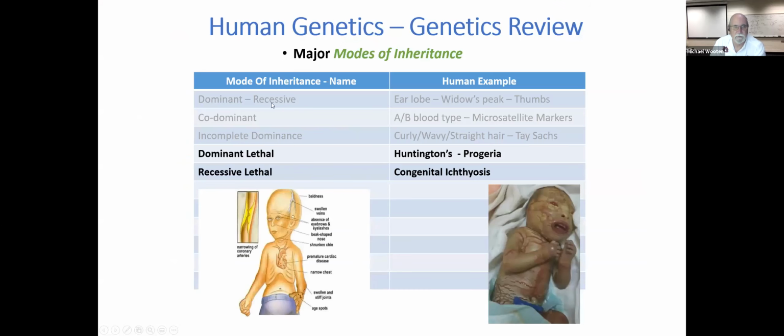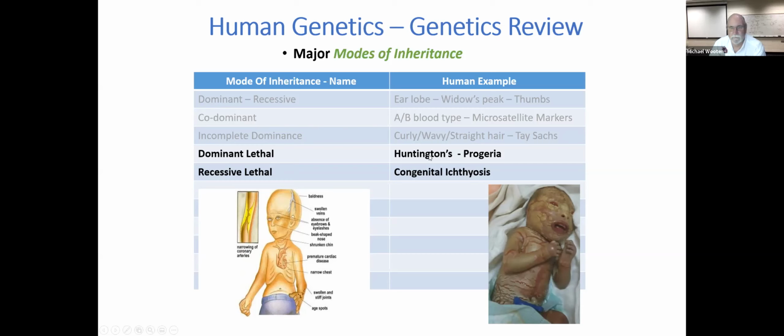So we already dealt with the dominant recessive, codominant, and incompletely dominant. And I want to mention lethals. Lethals turned out to be really important in human systems, and we will be talking a lot about things that are lethals in various ways, okay? There's two big categories. These are known as dominant lethals and recessive lethals, okay?